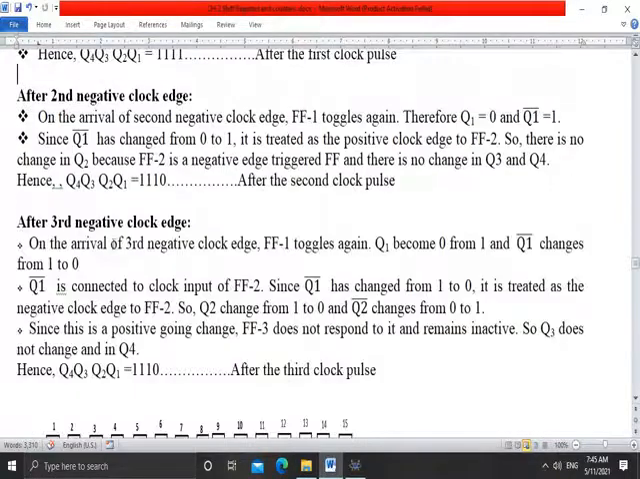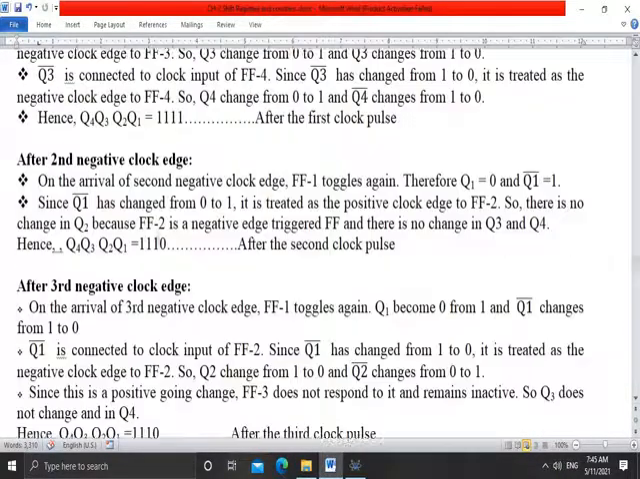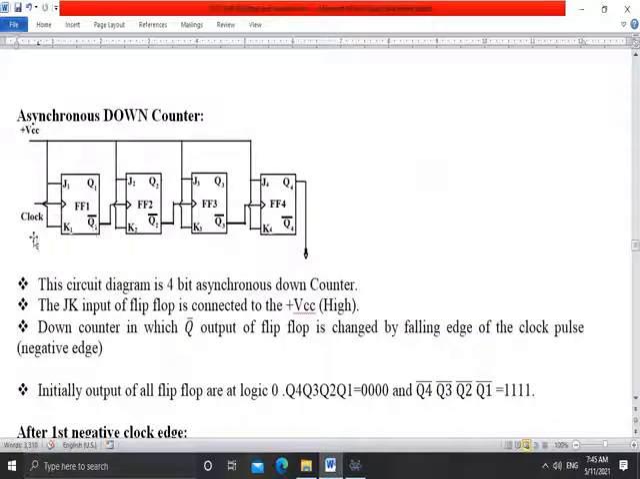Now for the third negative clock edge, when the clock input is applied again, you can notice the change in the circuit again, but you have to remember the previous output. So this is 0 now, this is 1, this is 1, this is 1, and here is 1, here is 0, here is 0, here is 0. So after the third clock pulse is applied, this 0 becomes 1 and this 1 becomes 0.